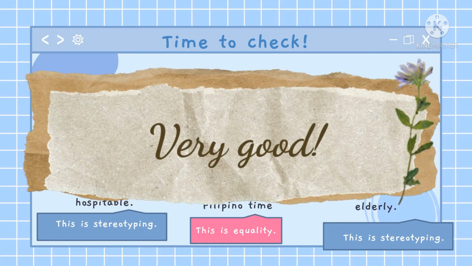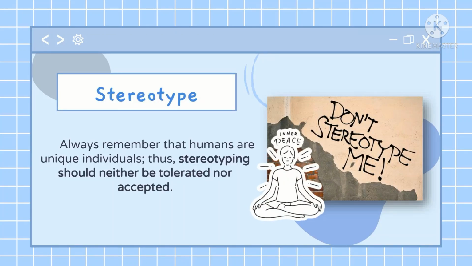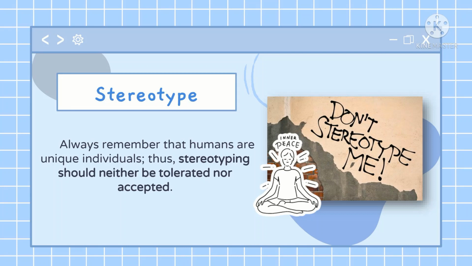Very good, you finished our first activity. Always remember that humans are unique individuals. We have different characteristics, traits, personalities. Thus, stereotyping should neither be tolerated nor accepted. We all have our freedom to do what's best for us.